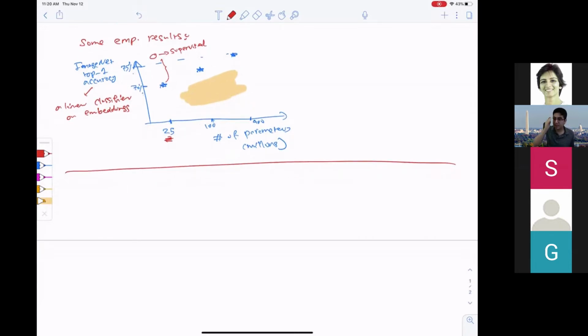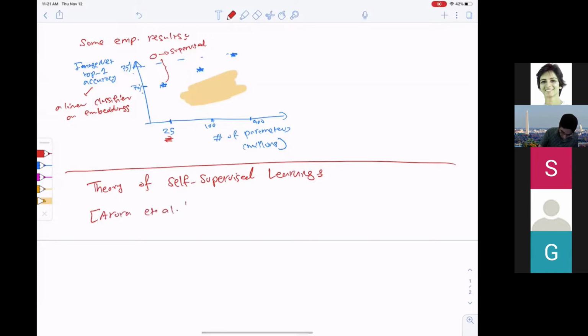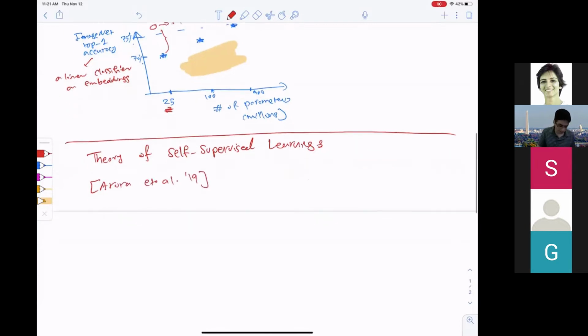If not, let me go ahead and start talking about the theory of self-supervised learning. There aren't a lot of papers in this domain. As I mentioned, it is a pretty recent and emerging domain. So I'll start with this paper by Sanjeev's group, and then talk about some more recent results.